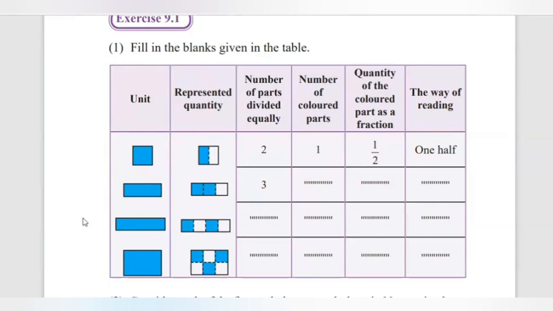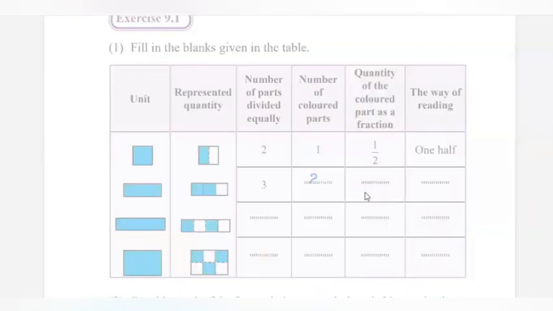Okay, here there is a 1 unit, then it is divided into how many equal parts? It is divided into 3 equal parts. Then out of these 3 parts, how many parts have been colored? 2 parts have been colored. Then how do we express this one? The 2 colored parts out of 3. 2 out of 3.